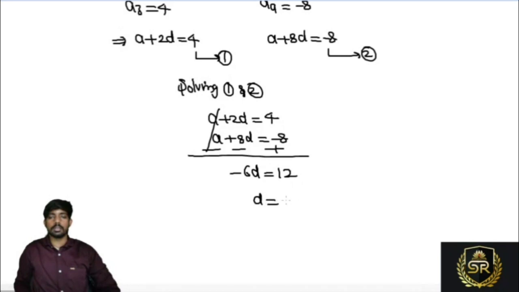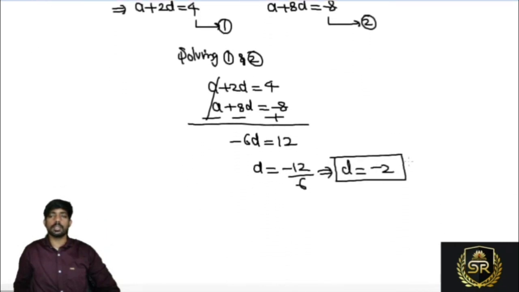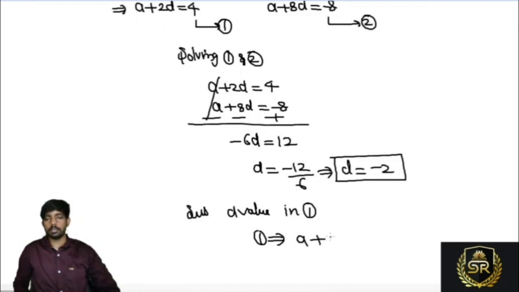So D is equal to minus 12 by 6, sending it to the right hand side by 6. So minus 2 is the common difference, and the first term we don't know, right? So substitute the D value in any one of the equations. I am substituting in equation 1. So A plus 2 times D is equal to 4. D is minus 2, so substitute minus 2.